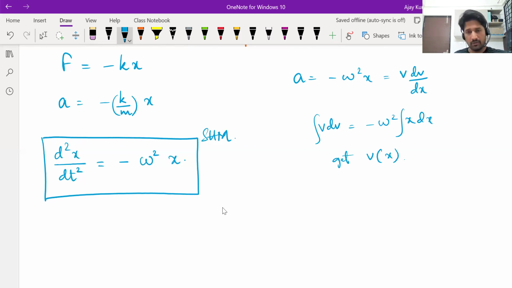I'm not actually going to do all that. Once you get velocity in terms of x, you equate it to dx by dt, because velocity by definition is rate of change of position with respect to time. Then keep all the x terms on one side, t terms on the other side, integrate once again. You will finally get an equation like this: x is equal to a sine omega t plus phi.